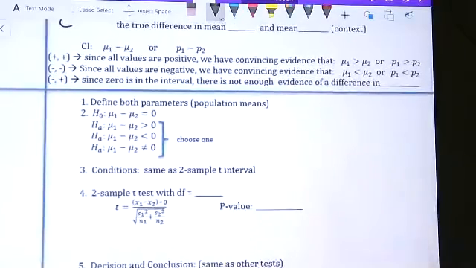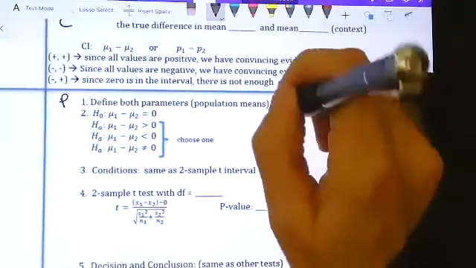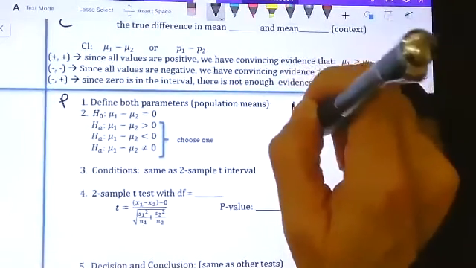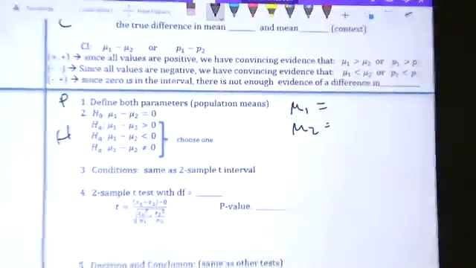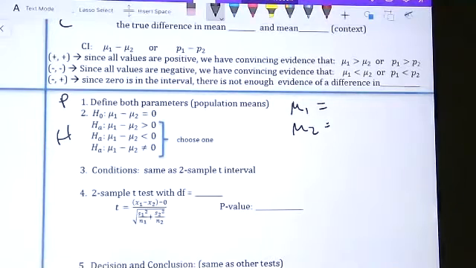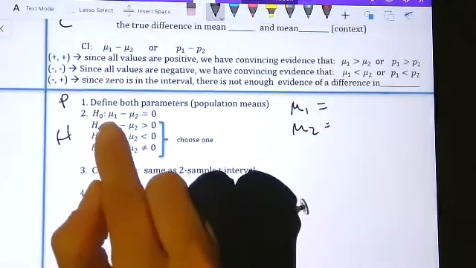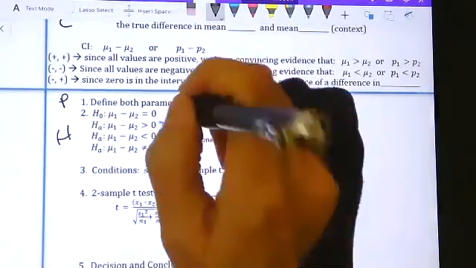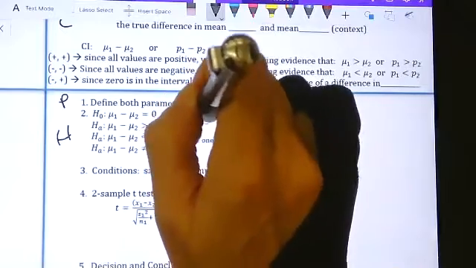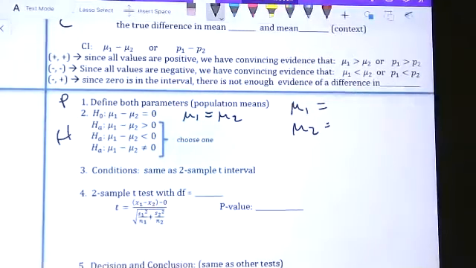Okay, to do a test, step 1, define both of your parameters. Again, mu1 and mu2. Set up hypotheses. These are almost identical to proportions, except they're means. So instead of P1, P2, it's mu1, mu2. But our null is always going to be 0 difference. You can write it like this. Some people like to write it like this. It's the same thing mathematically. Mu1 minus mu2 equals 0 is mathematically the same thing as mu1 equals mu2.